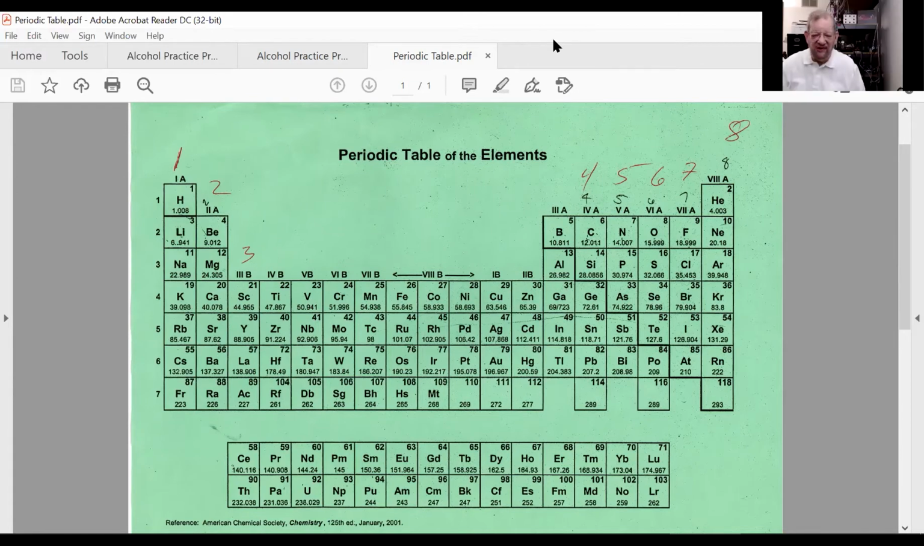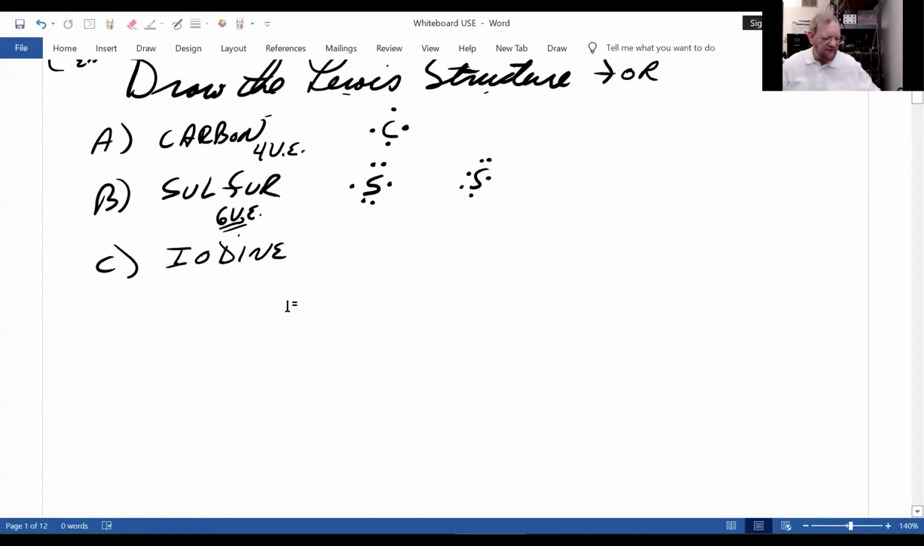So let's do it. First of all, iodine, how many valence electrons? Look at the top. VII, or the number 7, tells you 7 valence electrons. Therefore, we write the chemical symbol. First of all, I'll write this so you and I can remember how many valence electrons. And we put a dot on one side. And now we start doubling up.